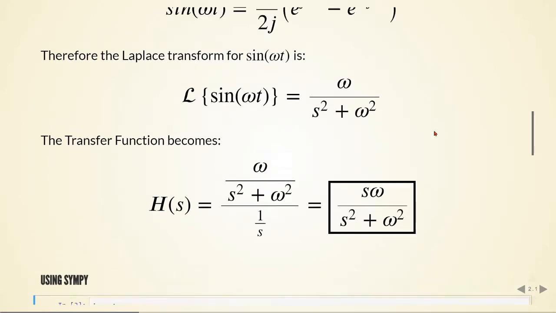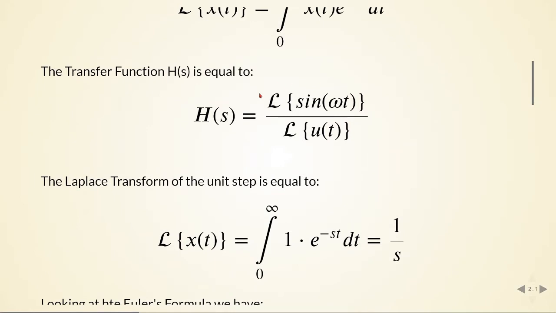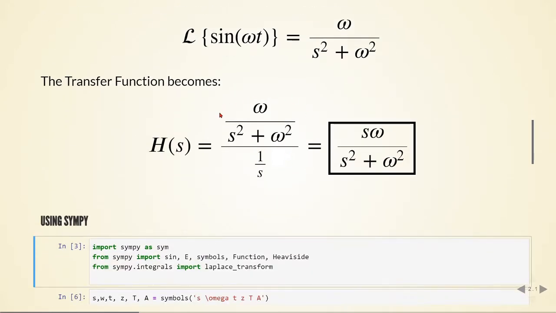And here, if we now replace the Laplace transform of the sine divided by the Laplace transform of the unit step, we know that the transfer function is s times omega divided by s squared plus omega squared.